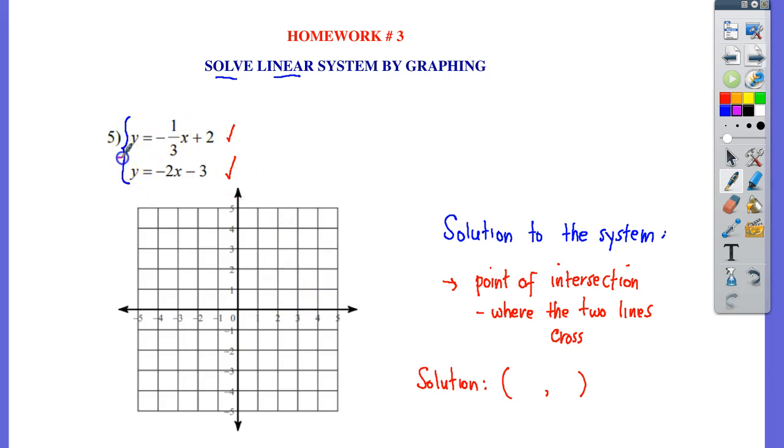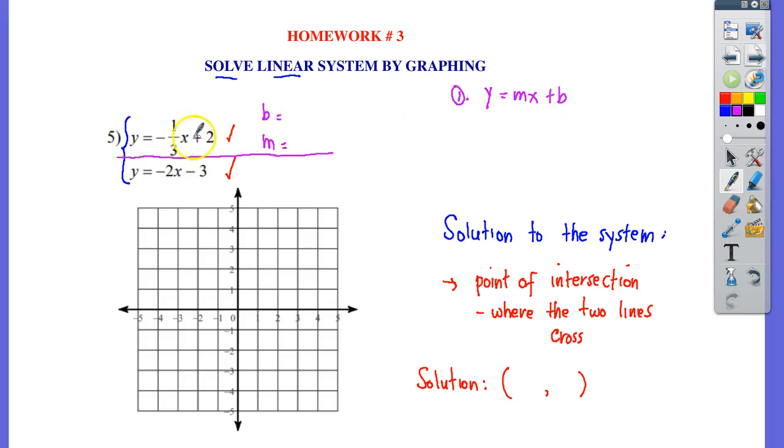Let's graph the first equation. We know to graph a linear equation, we need the b value and the m value. So I will remind you that first you have to make sure that your equation is written in the form y equals mx plus b, because if it's written in this format, you can easily pull out your b value and the m value.